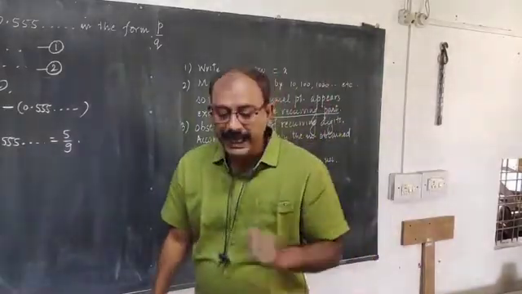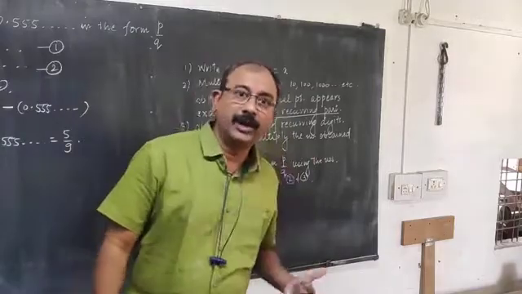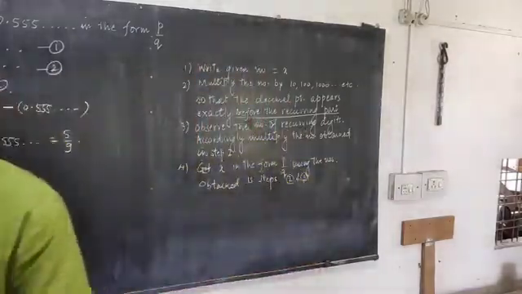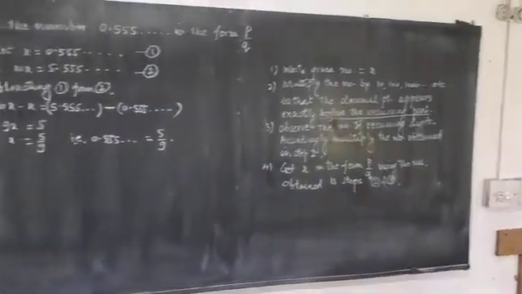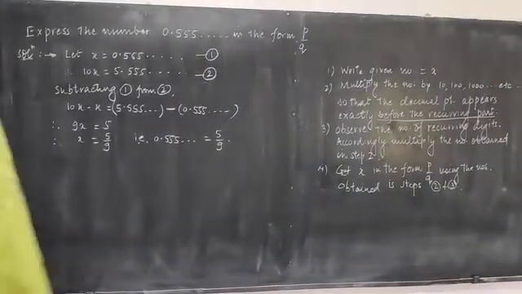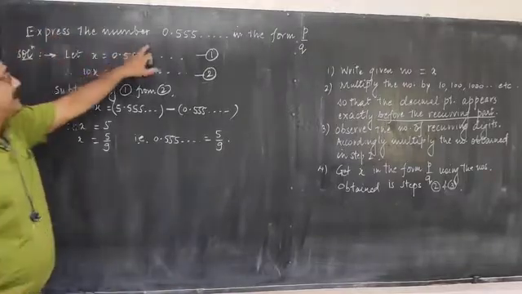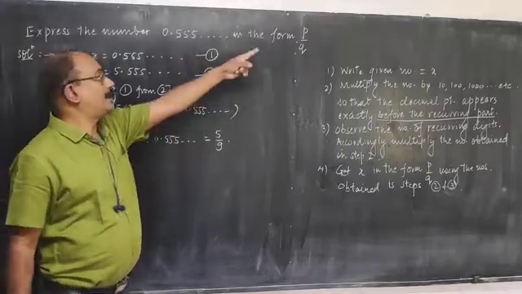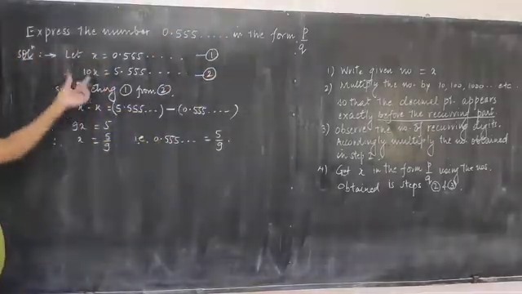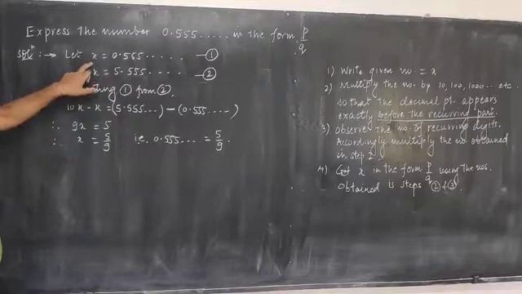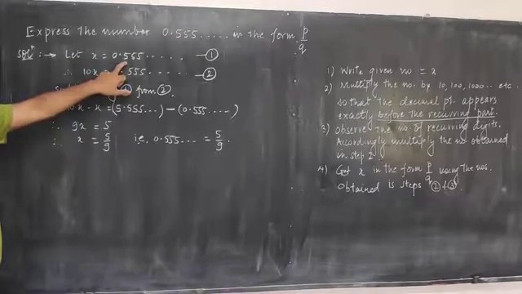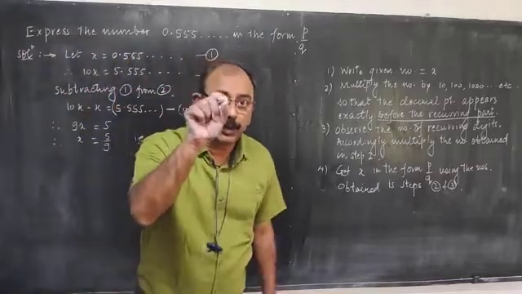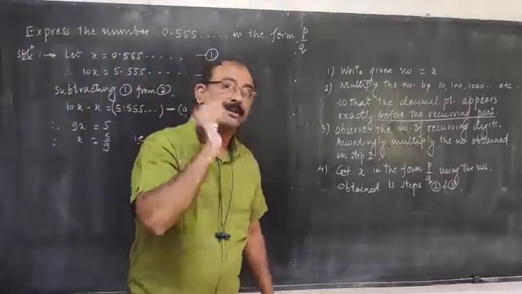So let me explain the algorithm using one example. Express the number 0.555555 recurring in the form of p by q. The first step is to consider the number equal to x. The second step is to adjust the decimal point just before the recurring part.